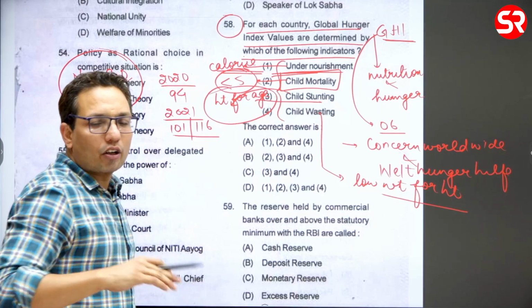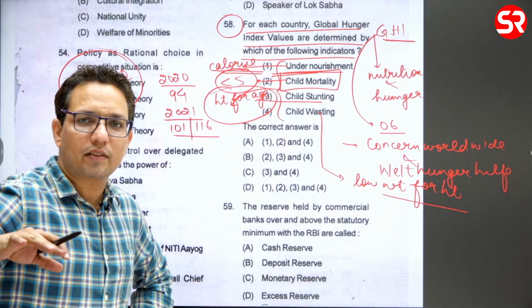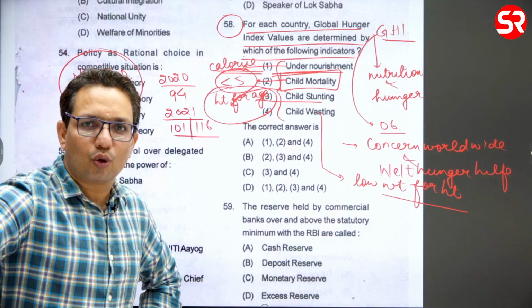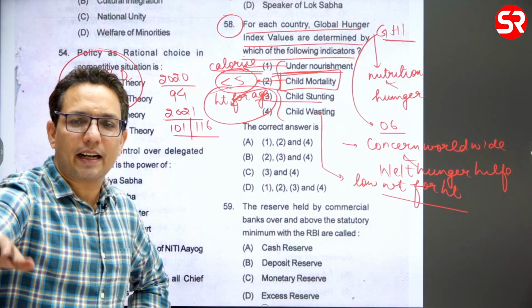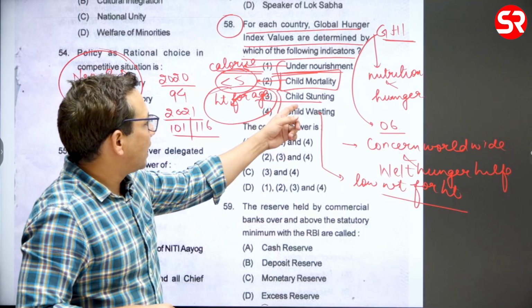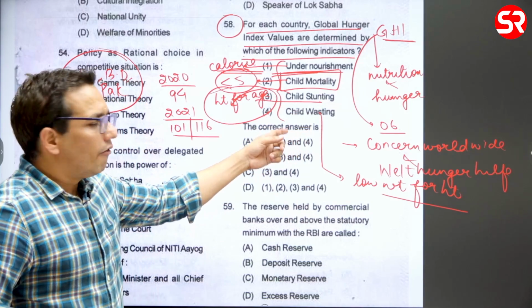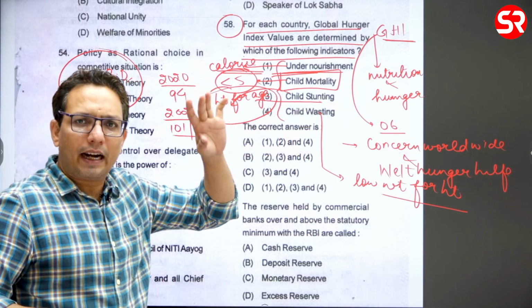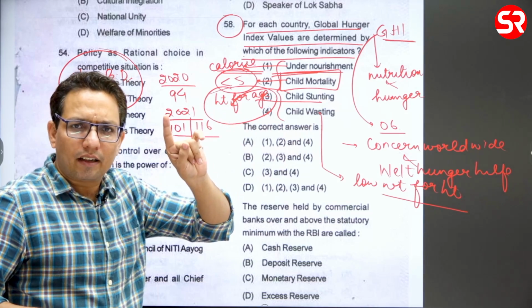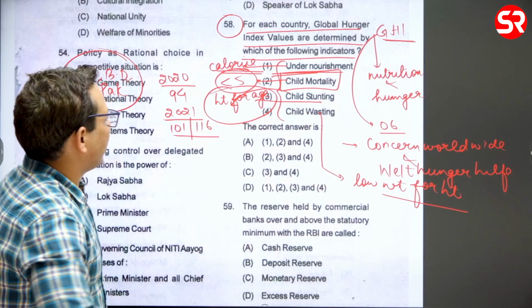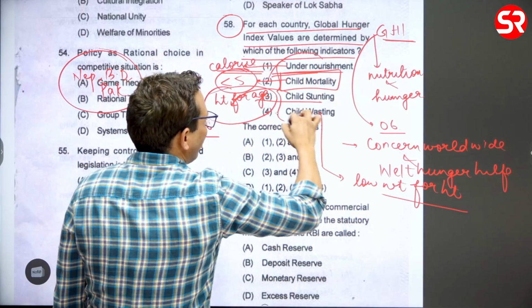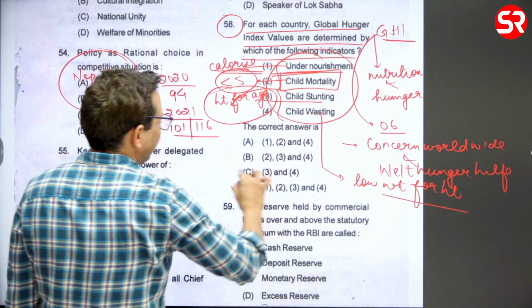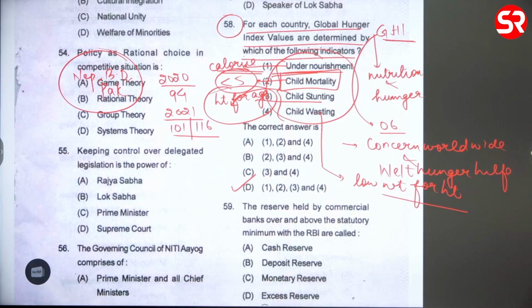Child stunting is low height for age. You would have seen in your school, when you were kids, that there would be kids of a decent age, but their height would be less. That is called child stunting. Child wasting is when the height is good enough, but they're very thin. That is called child wasting. So global hunger index focuses on all these four parameters. Hence the answer is D, 1, 2, 3, 4.